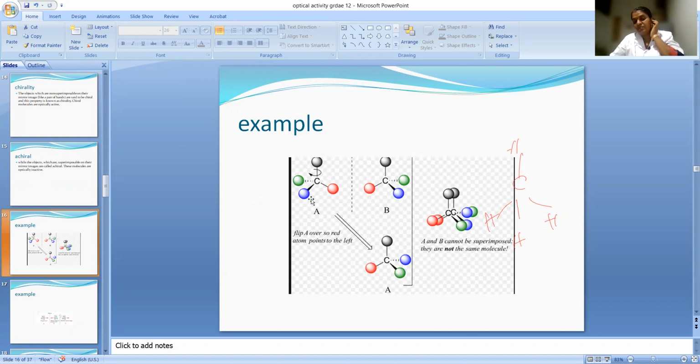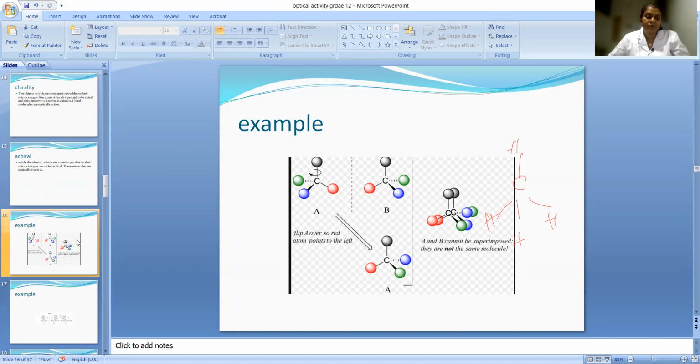This is attached with 4 different groups, right? So there is a mirror, and when you keep one over the other, what will happen? They are not superimposing each other. A and B cannot superimpose. They are not superimposable on their mirror images. So they are not the same molecule. Understand? They are not the same molecule.